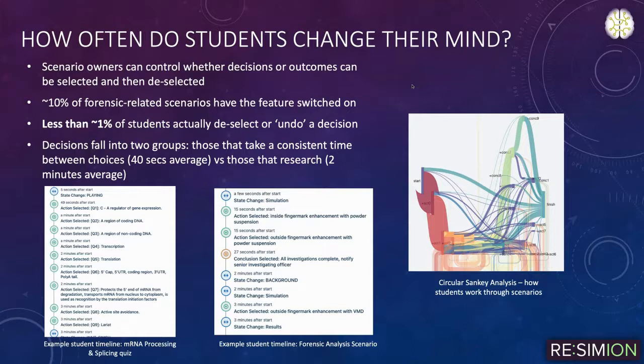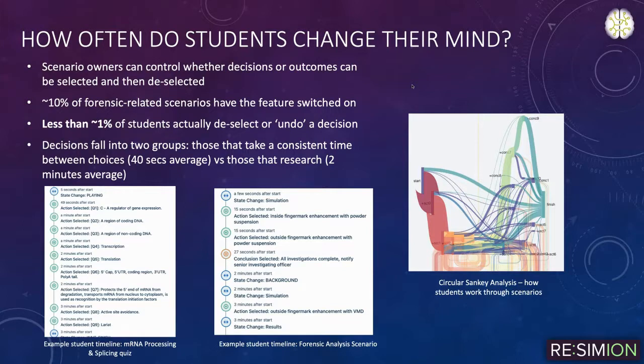What's even more interesting is only 1% of students actually appear to change their mind. So even though up to 10% of the scenarios that run allow students to change their mind, once they've locked in a choice, that choice has typically been locked in, and very few students go back and want to change their mind.